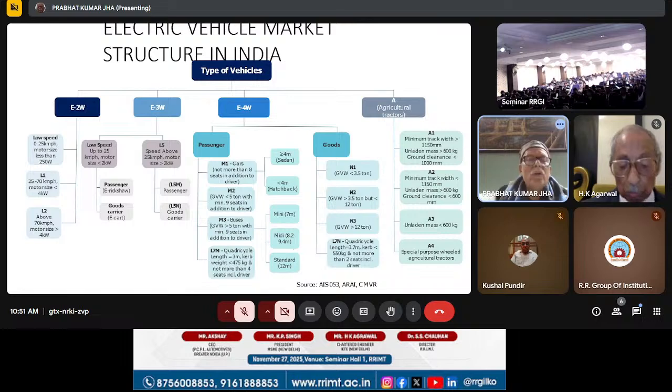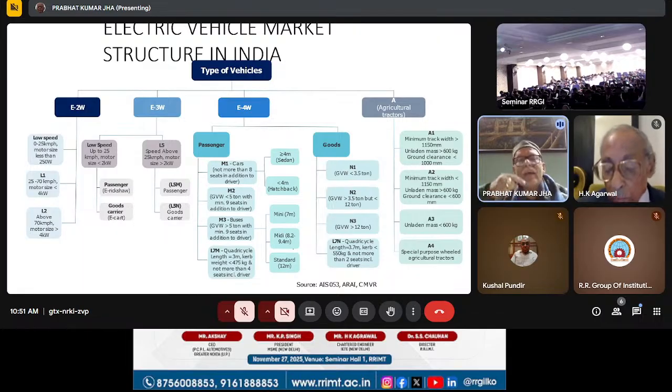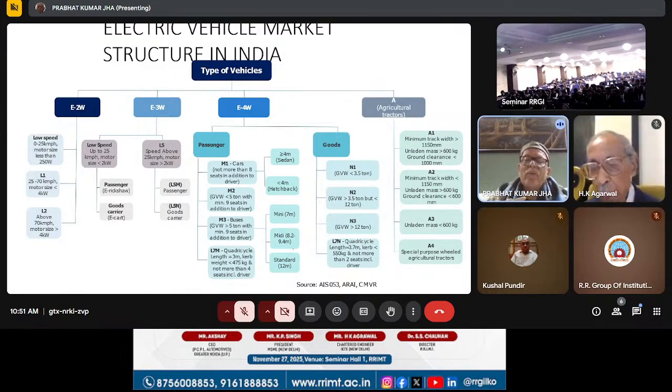Passenger and goods carriers can both come under this vehicle category. So e-rickshaw and e-cart can be of this type. And then go for L5. This is a speed above 25 kilometer per hour, with size greater than 2 kilowatt. And then L5M passenger and L5N goods carrier. We will discuss it in detail later; it will take more time. And now come to the electric vehicle four-wheeler. That is not more than 8 seats in addition to the driver, that is, less than or equal to a 4-meter sedan.